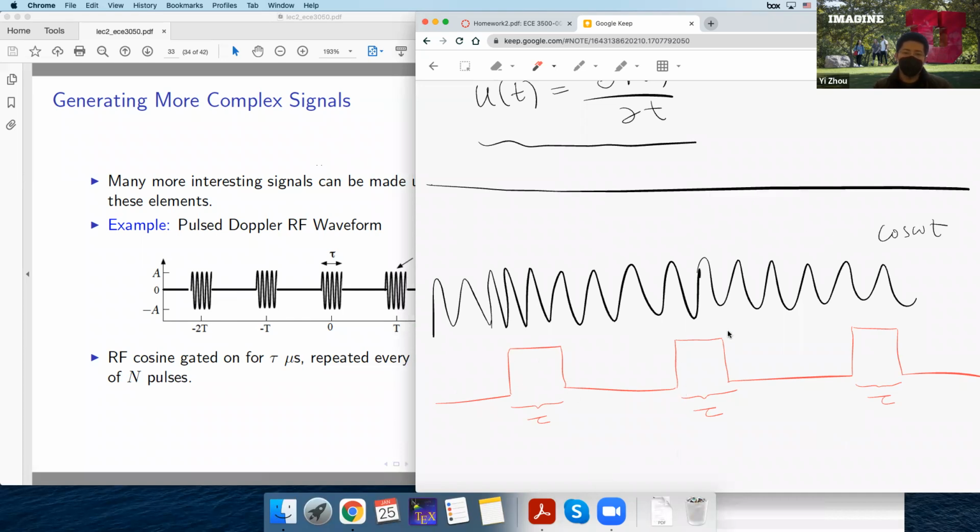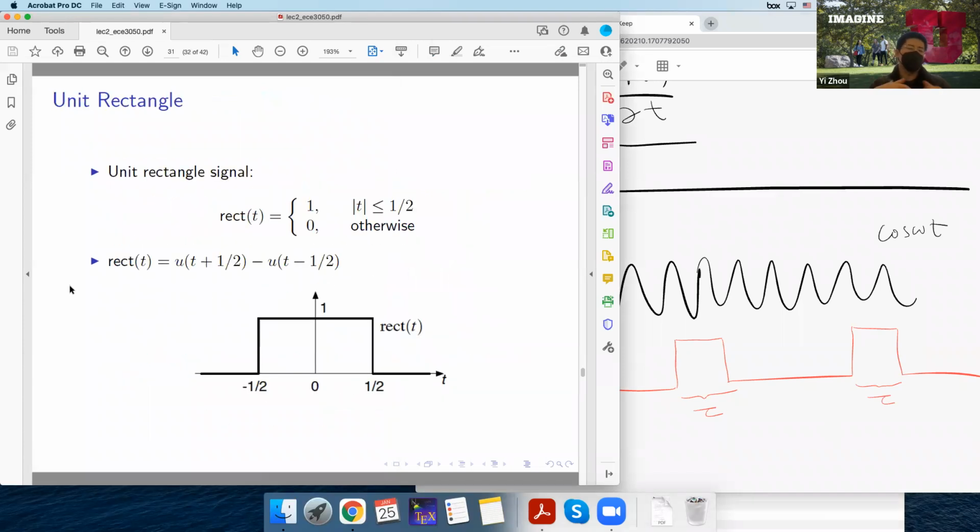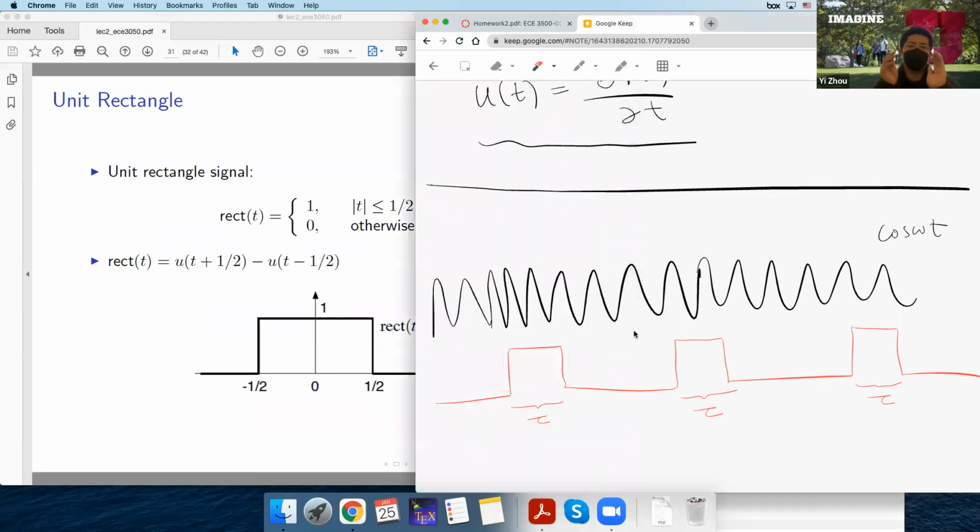And for this periodic window signal, we can refer to this unit rectangle signal. Okay, we first generate this rectangle signal, which is centered at 0. And then we need to do two operations. We need to shift and rescale this rectangle signal, so that on one hand, each rectangle will only last for tau seconds. On the other hand, we will need to place these scaled rectangles at different locations to generate this periodic window signal.